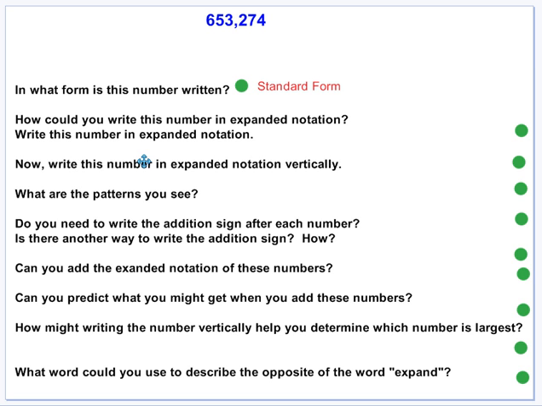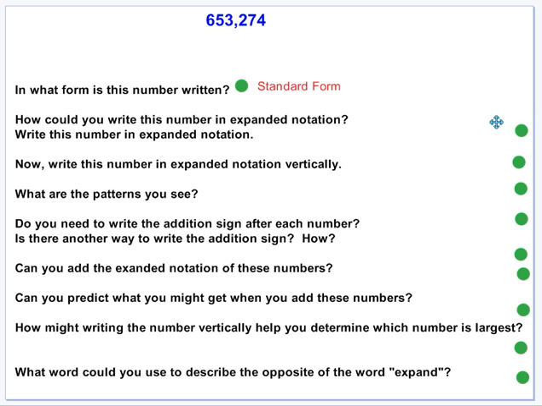I'd like for you to do that horizontally, which is from left to right, and then I want you to write the number in expanded notation vertically, going up and down, like an addition problem. So pause the video for just a minute, and write this number in expanded notation both horizontally and vertically.